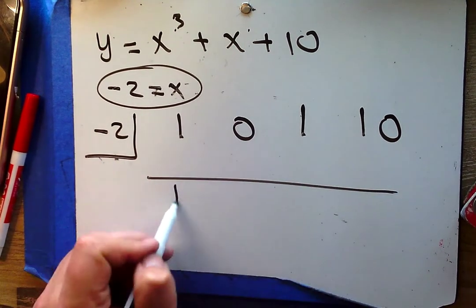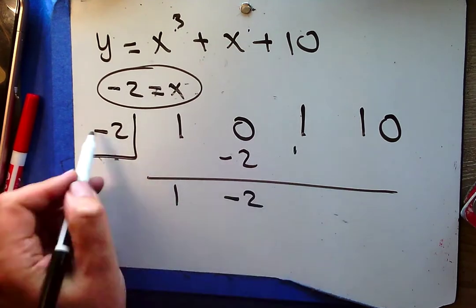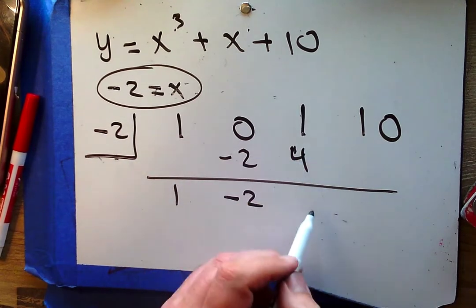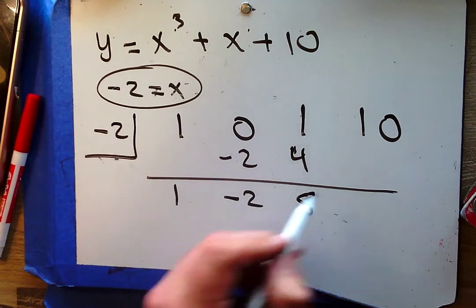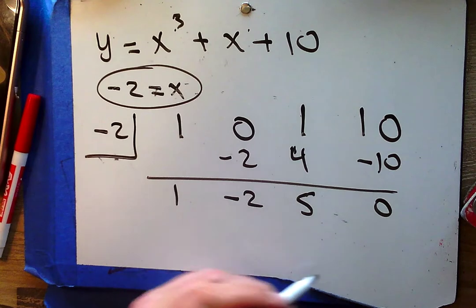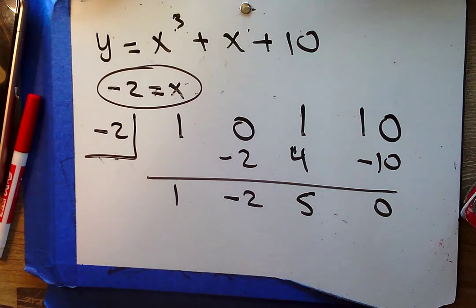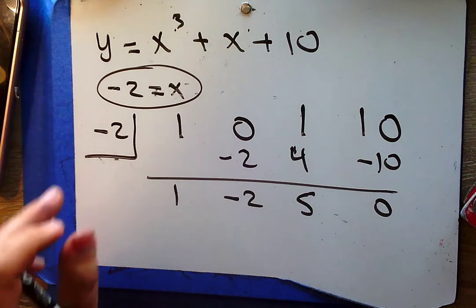You do. Bring down the 1, we get negative 2, add, we get negative 2, multiply, we get positive 4, add, we get 5, multiply, we get negative 10, and there's the 0. Okay, so finish it up. Give me the fully factored form of this, and show me a graph.